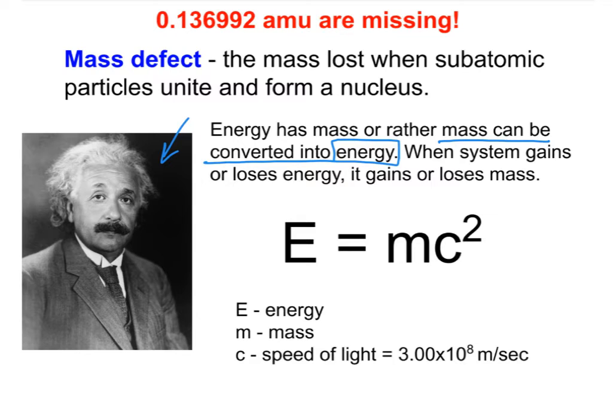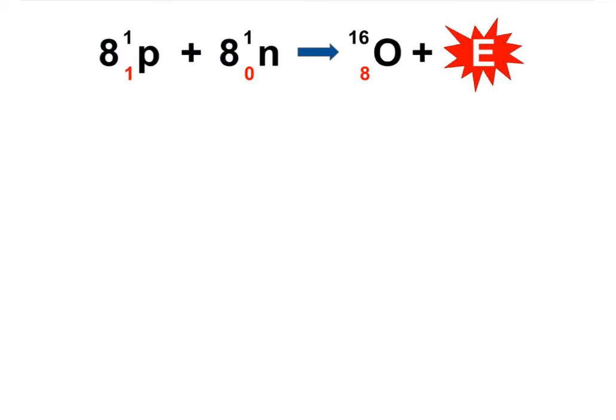Considering this equation, you can guess that even a tiny mass, when it is converted into energy, gives a lot of energy. After all, we're multiplying the mass by the speed of light squared. So, when those 8 protons and 8 neutrons come together to form the nucleus of oxygen 16, some of the mass is converted into energy and mass decreases slightly, while a huge amount of energy is released.